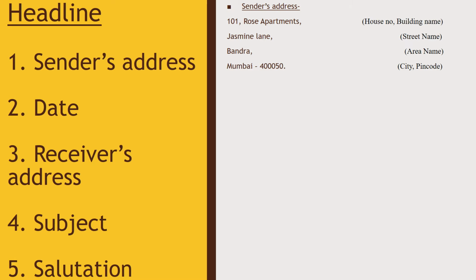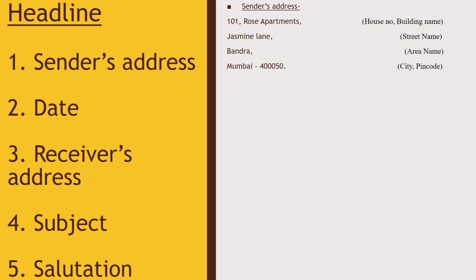Let's look at the first part, the sender's address. It is a 4-line address. It's always 4 lines. The first line includes your house number along with your building name, separated with commas. And remember, it is all left aligned. You have to write from your margin. So your house number, building name, comma.